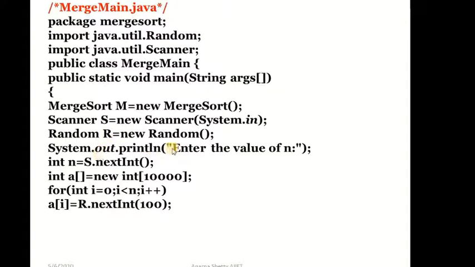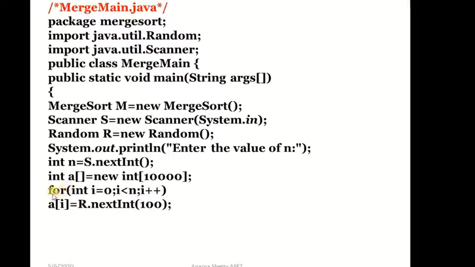Initially, we want to enter the value of n. Here n is nothing but the size of the array, so n is equal to s.nextInt. We are asking the user to input the value of n. Next, we are declaring an array: a is equal to new int of 10,000. So 10,000 is the size of the array, and we are creating a new array a over here.